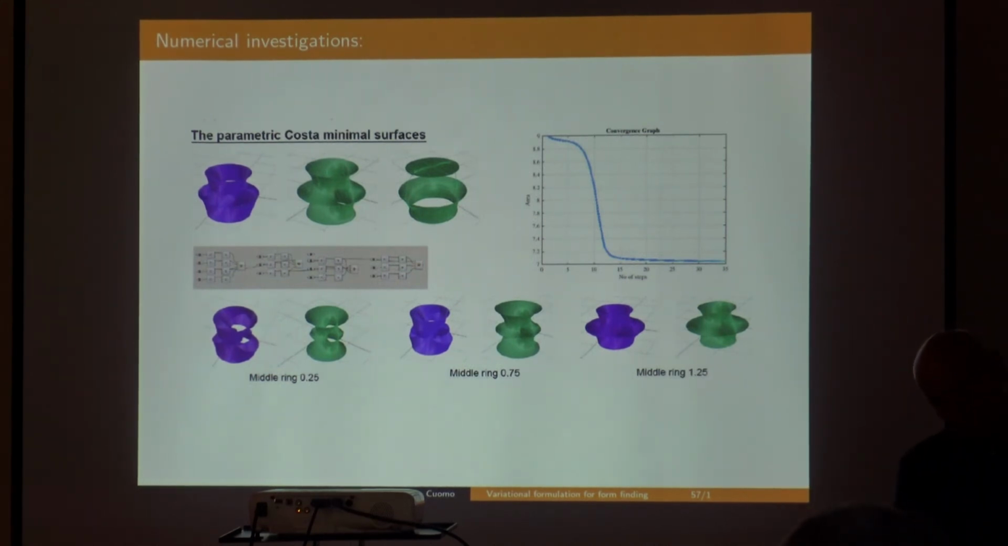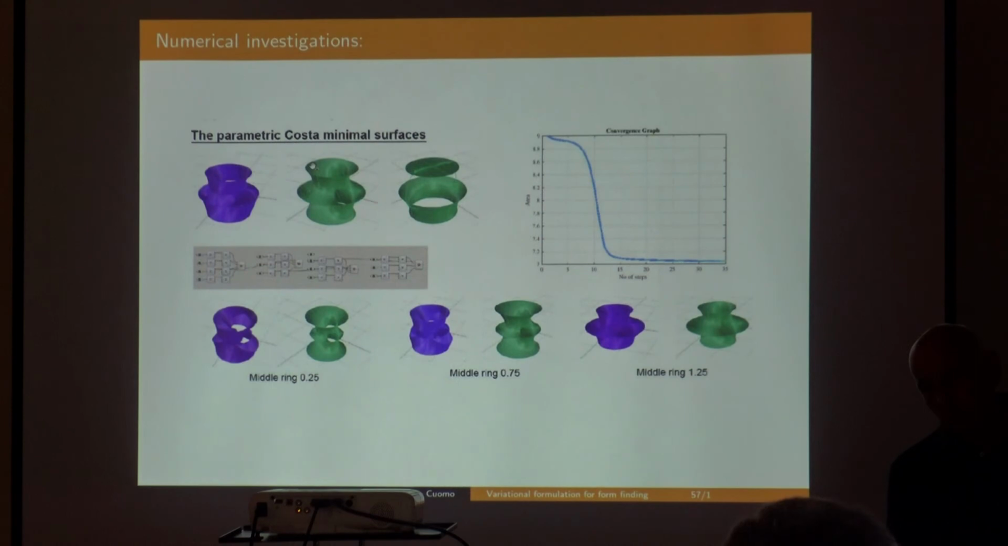This is interesting. This is a minimal surface called the parametrical Costa surface. It's parameterized according to the diameter of the inner circle to the outer circle. And these are all solutions for minimal surfaces. And this is one thing that shows what is the problem with the updated reference strategy used so far. This first line, there are three different shapes, and this plot is the plot of the area versus the number of steps of the updated reference strategy.